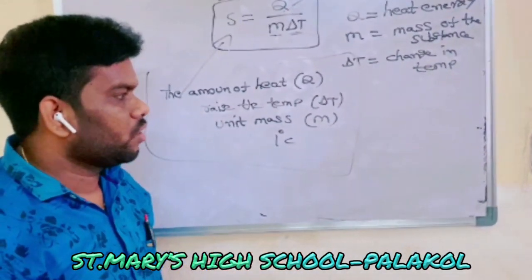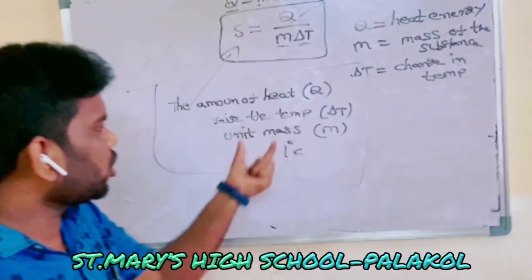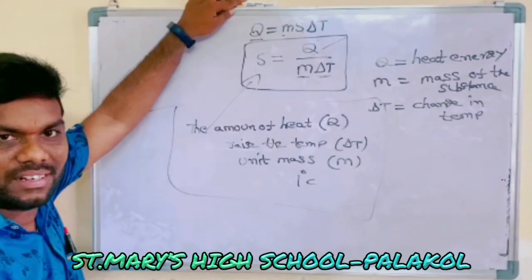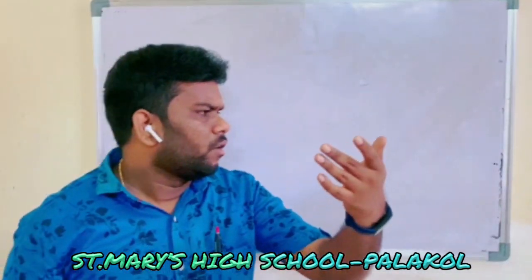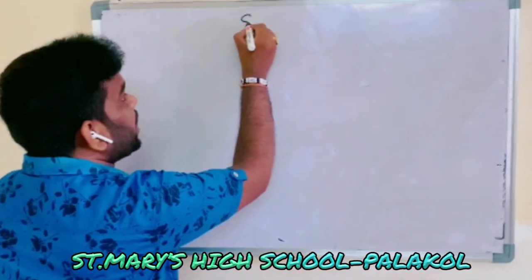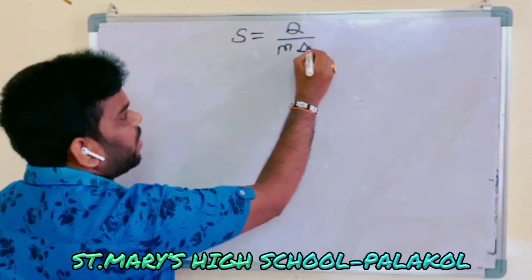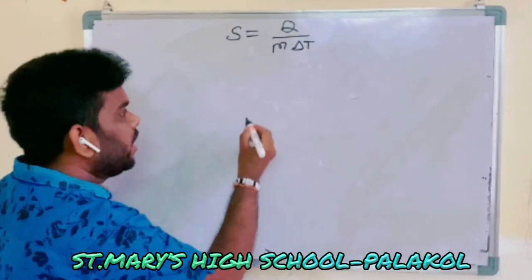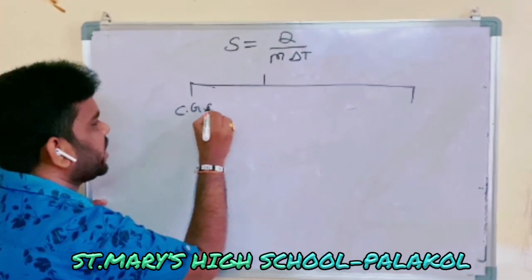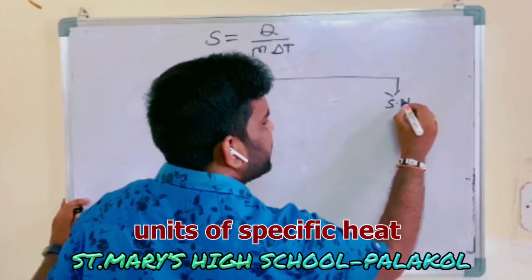So students, what are the units of specific heat? Okay, we will discuss units. S is equal to Q by M delta T. Here the units have two types: one is the CGS system, another is the SI system.